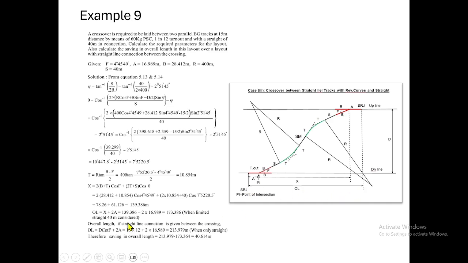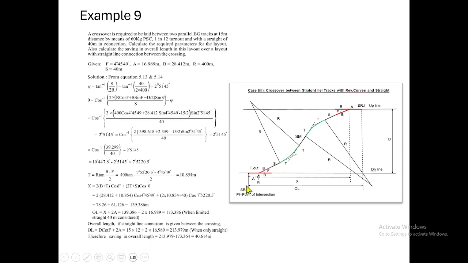We are getting a total length equal to 173.386. This is the total overall length. Suppose we don't provide a reverse curve connection, we want to have straight connections. In this case, how much it comes, we can work out. And because of this reverse curve, how much saving you are able to get, that also you can work out. That has been asked in this problem.